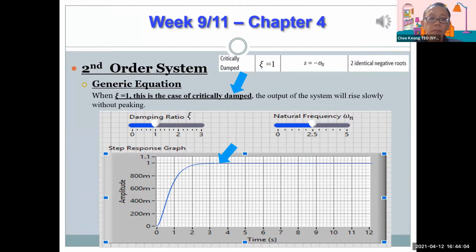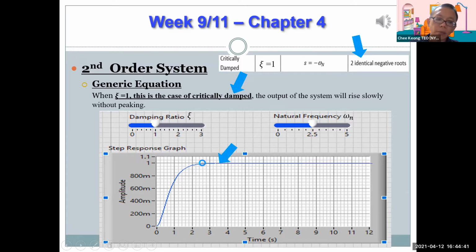If we increase zeta until it equals 1, there will be no more oscillation. Instead, the output response will rise slowly to 1. This is what we call critically damped, where the system will have two identical negative roots. So proceeding from moving the scale from a zeta between 0 and 1 to a zeta of exactly 1, this is the case we call critically damped. Critically damped because this is at a point whereby there is no peaking at all.